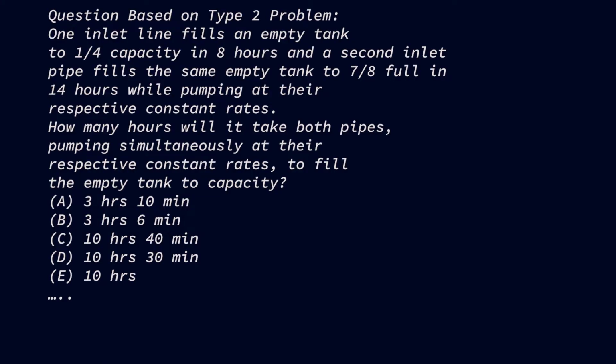It's very simple. Let's solve one question. One inlet pipe fills an empty tank to 1/4 capacity in 8 hours, and a second inlet pipe fills the same empty tank to 7 upon 8 full in 14 hours, while pumping at their respective constant rates. How many hours will it take both pipes pumping simultaneously at their respective constant rates to fill the empty tank to capacity? So now we can see the question.